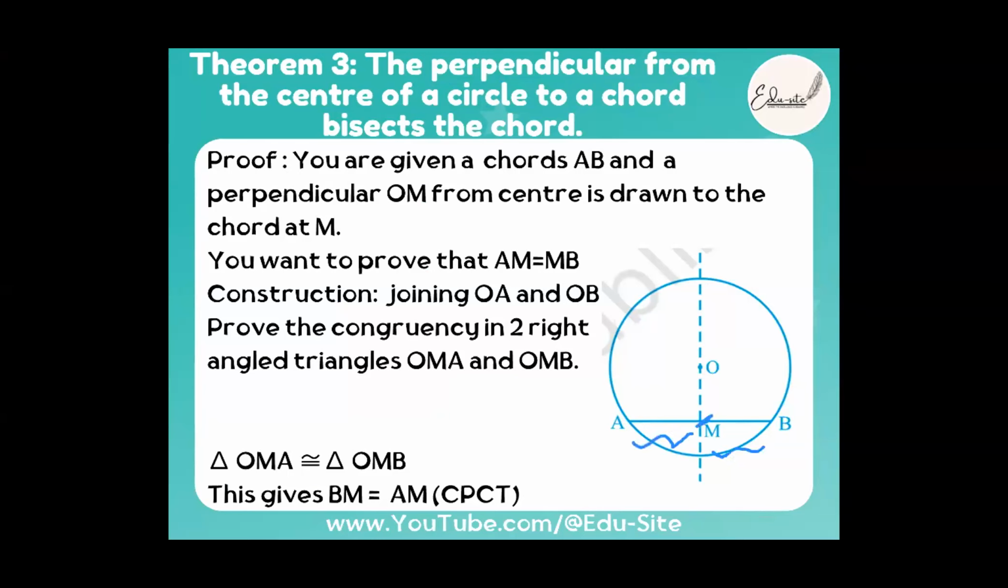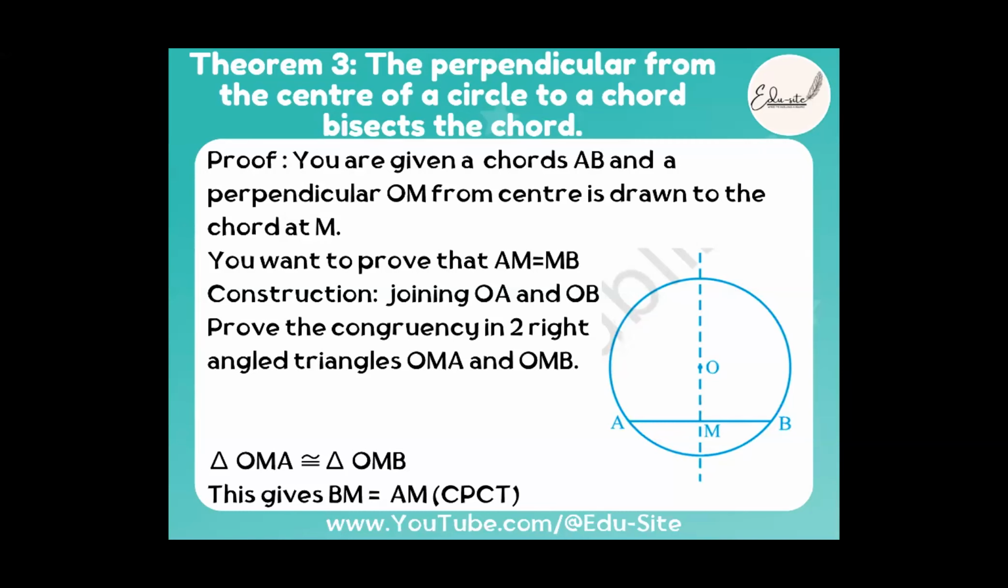Very good. So now tell me what to prove here. We have to prove AM is equal to BM. Excellent. And how will we prove this, beta? What did we make here? We made a construction, right? We just joined the two dots and made it a triangle, right?